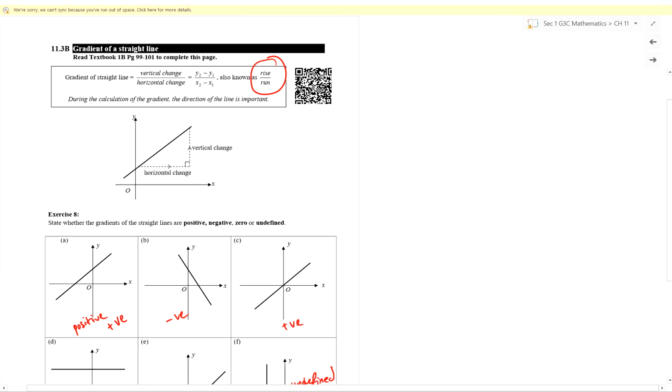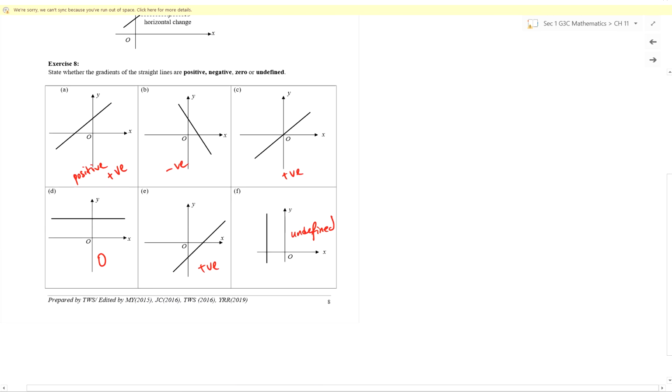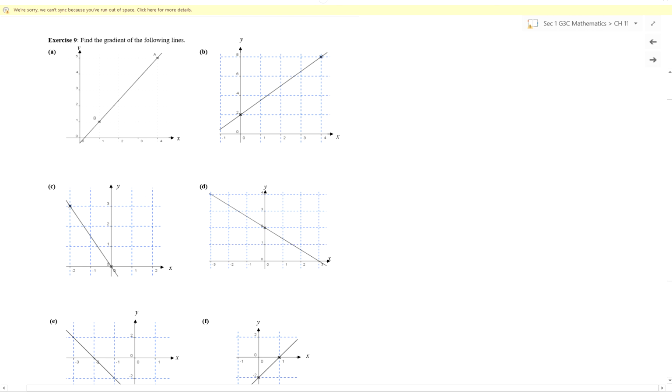Next page. Do you need more time? Can I move on? Jermaine, okay? Next. Here is the calculation.